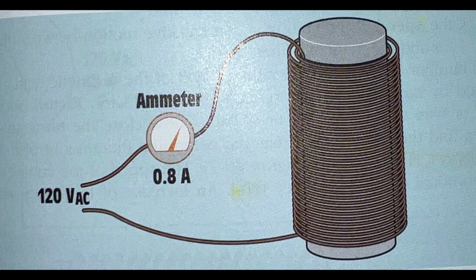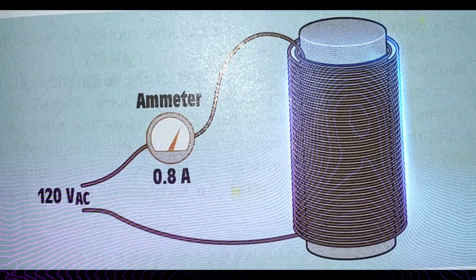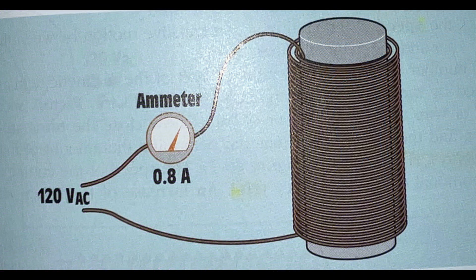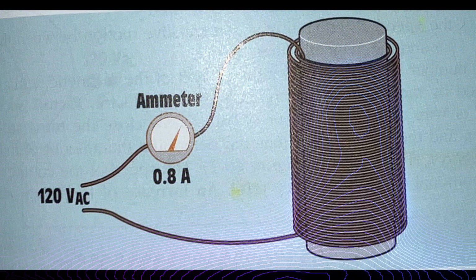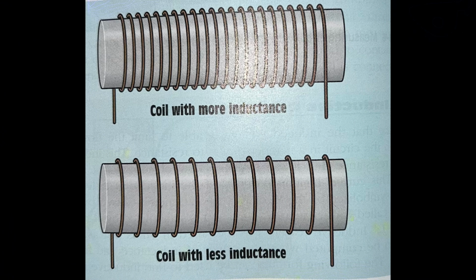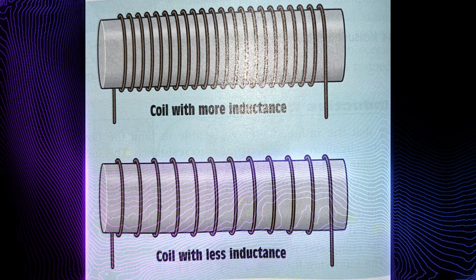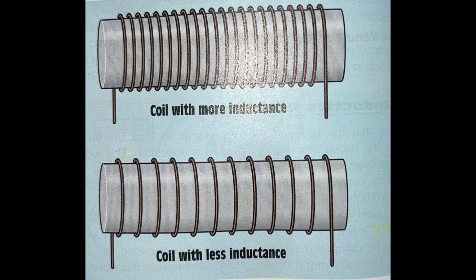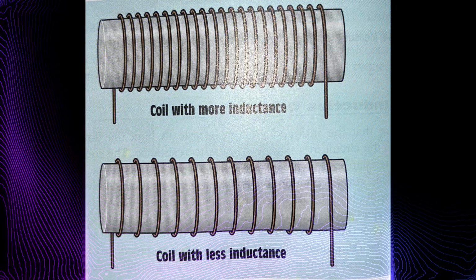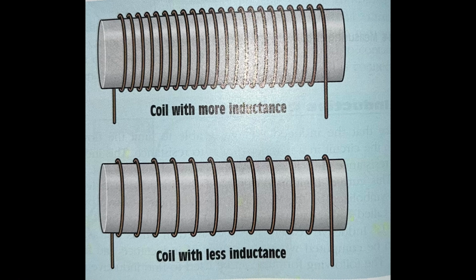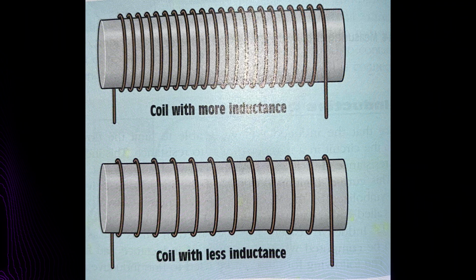Several formulas for calculating VARs are: VARs equals EL times IL. EL stands for voltage applied to an inductor, and IL stands for current flow through an inductor. Therefore, VARs equals EL squared over XL. VARs equals IL squared times XL.